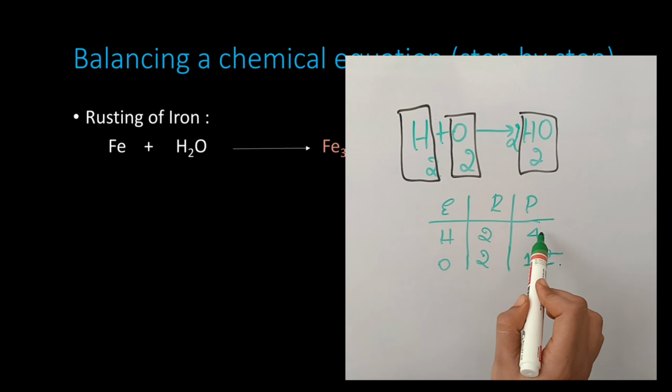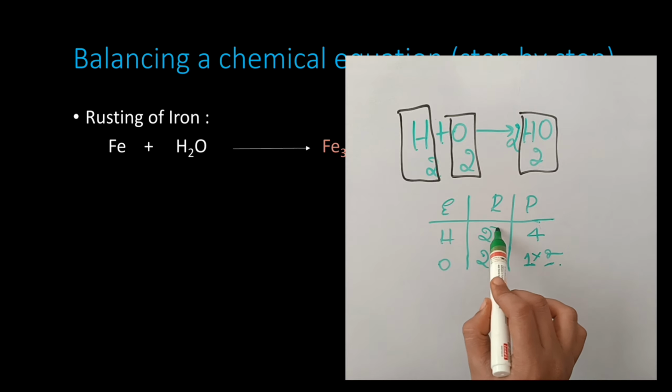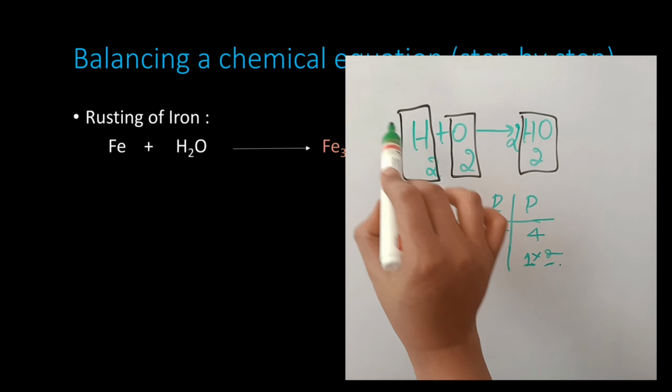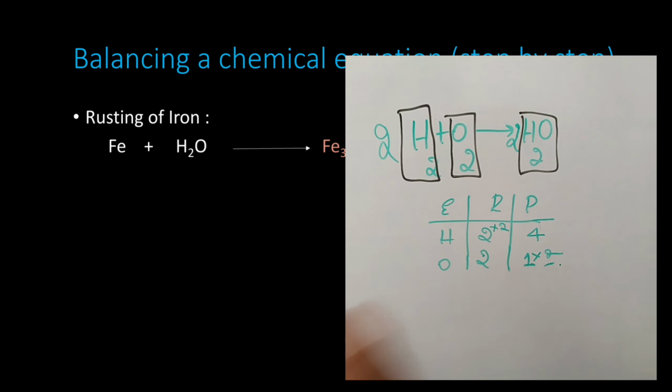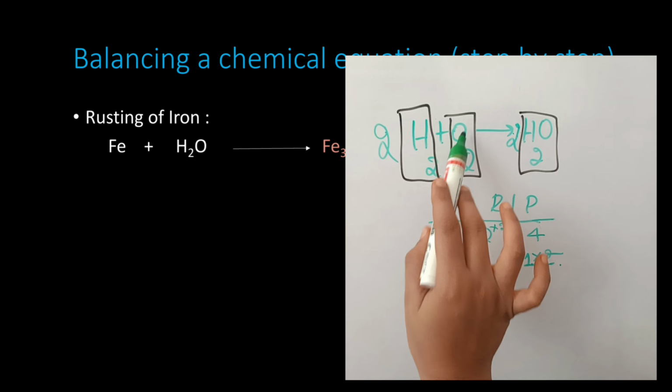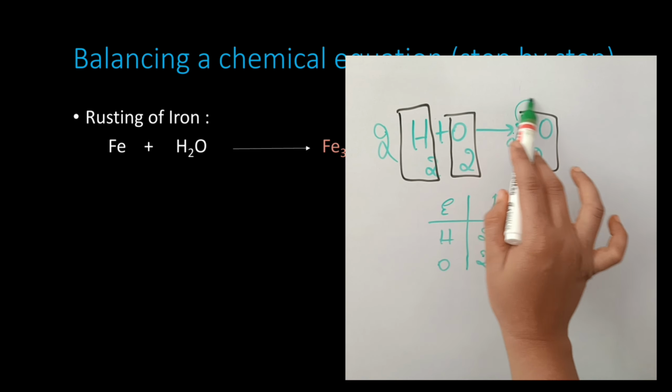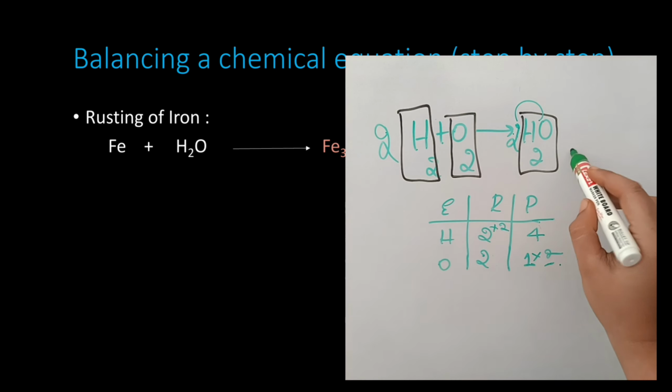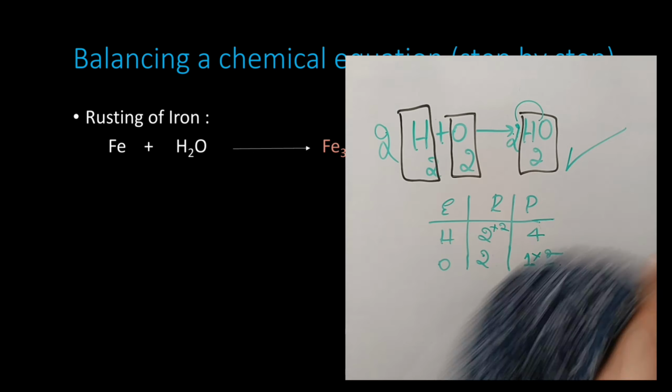So to make the reactant side 4, you have to multiply it with 2. Multiply here with 2. Now check, 2 2s are 4 hydrogens. Here 2 2s are 4 hydrogens. Here it is 2 oxygen. Here it is 2 oxygen. Okay, now the equation is balanced. Let's see one more example.